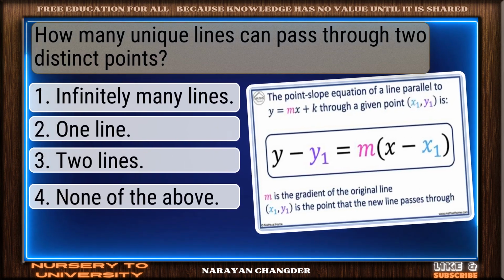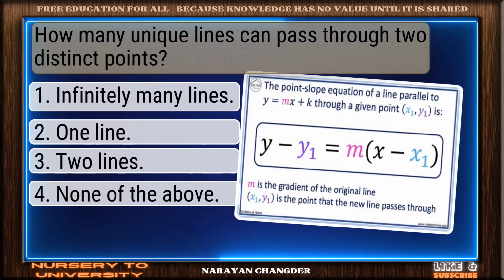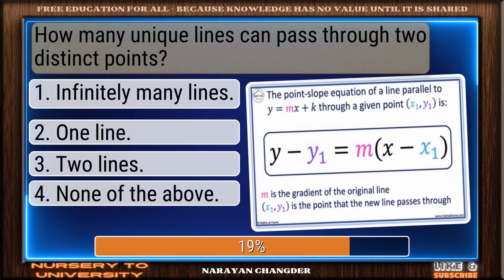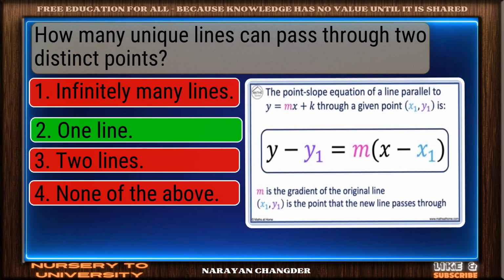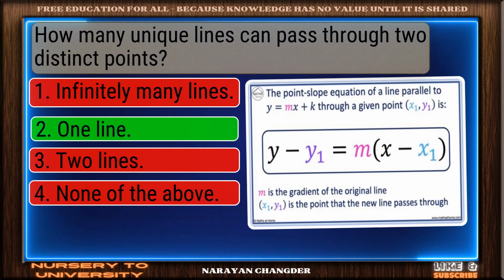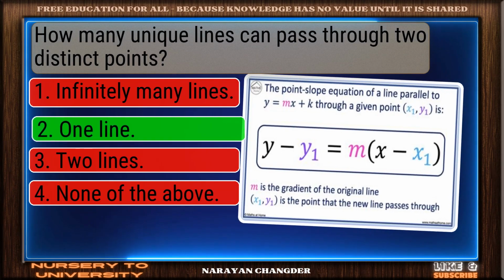Question number 30. How many unique lines can pass through 2 distinct points? Right choice. 1 line is the best answer.